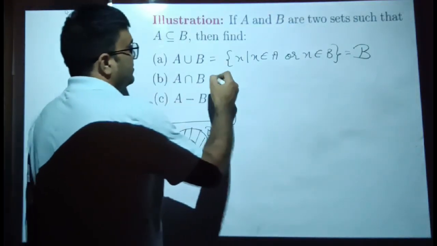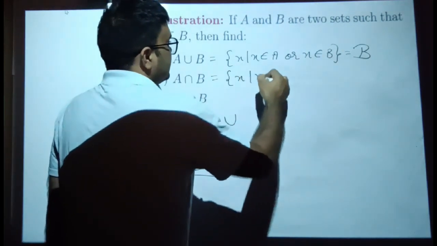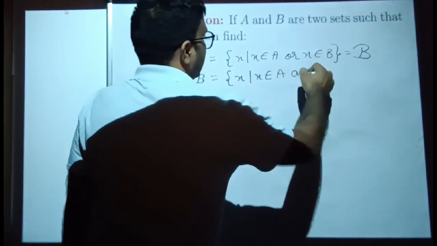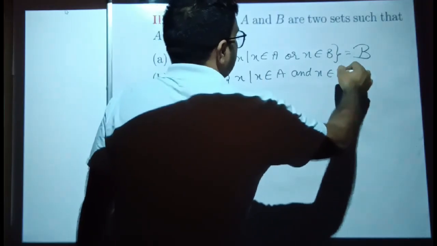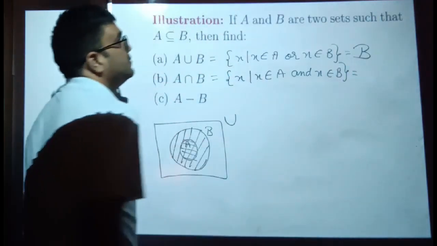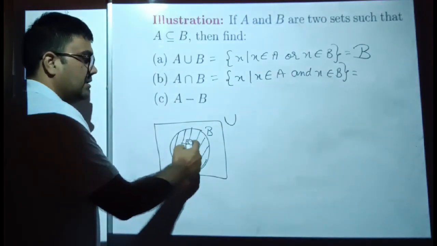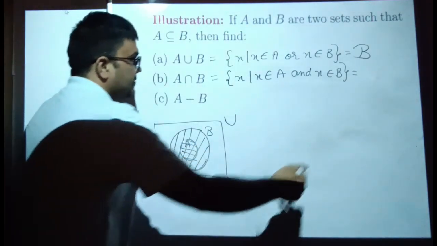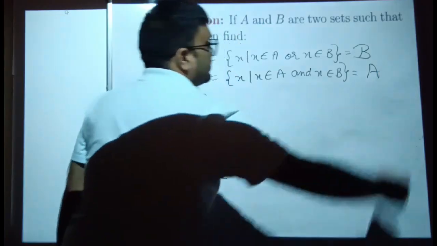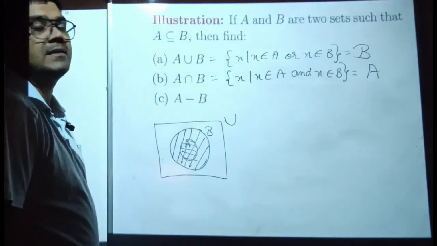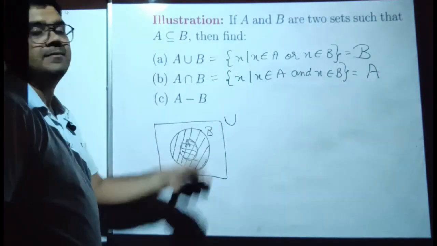A intersection B means x such that x belongs to A and x belongs to B, the common region between these two. Larger circle, smaller circle, the common region we have is A. And what is A minus B?